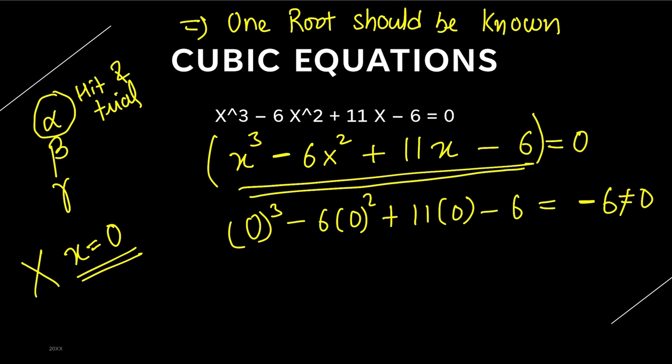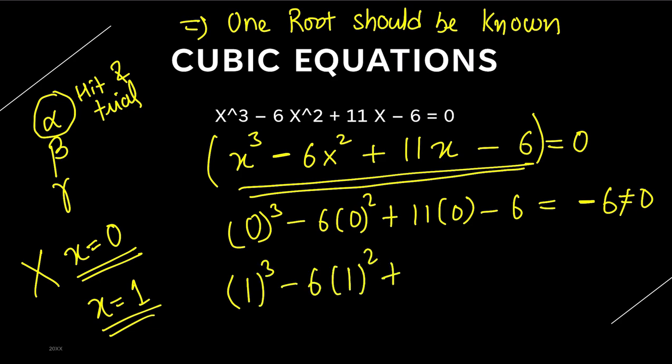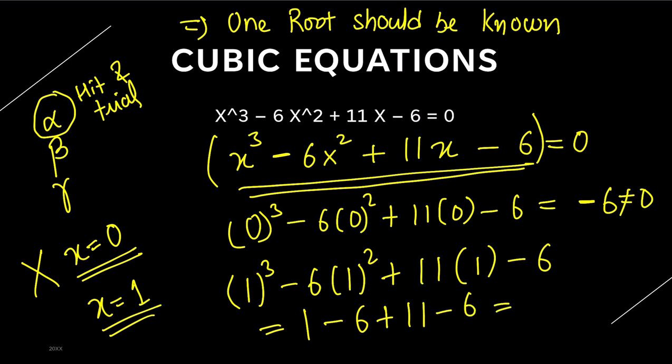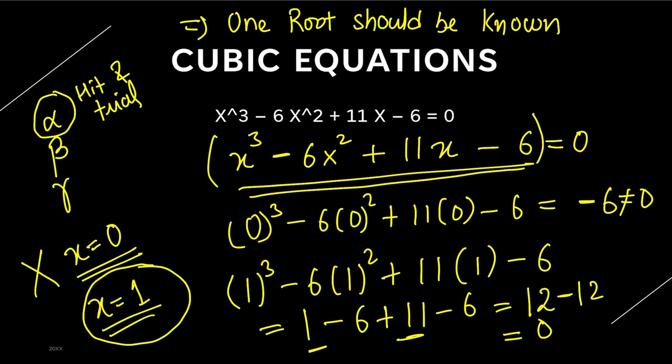I hope this is clear. Let's try with x is equal to 1. This is the way you have to check for multiple integers and hope and pray that you find that exact root early, right? Now I put in x is equal to 1: 1 cube minus 6 times 1 square plus 11 of 1 minus 6. This is 1 minus 6 plus 11 minus 6. 11 plus 1 is 12, minus 6 minus 6, 12 is equal to 0. So x is equal to 1 is one of the roots of the equation.